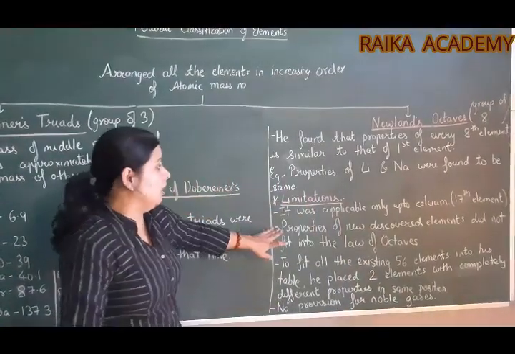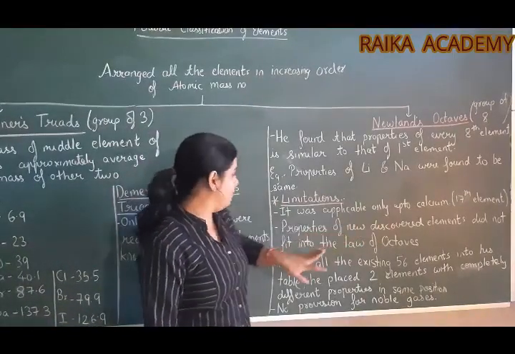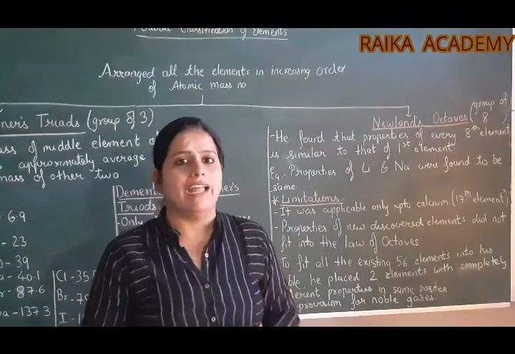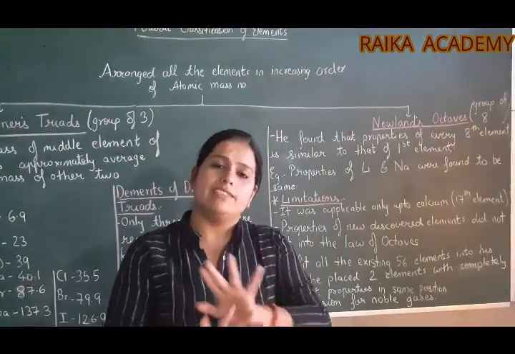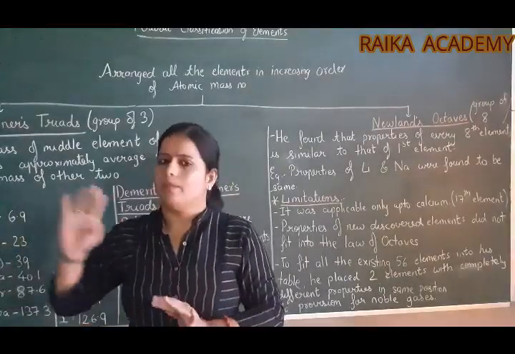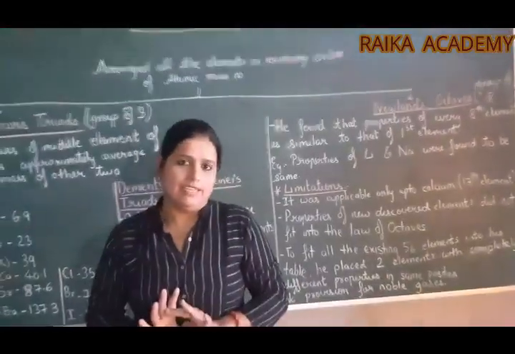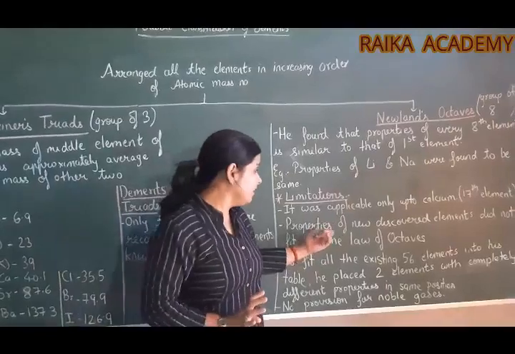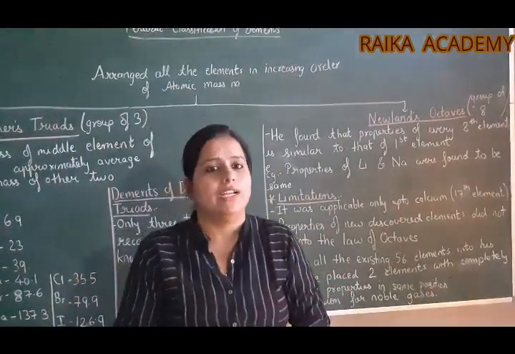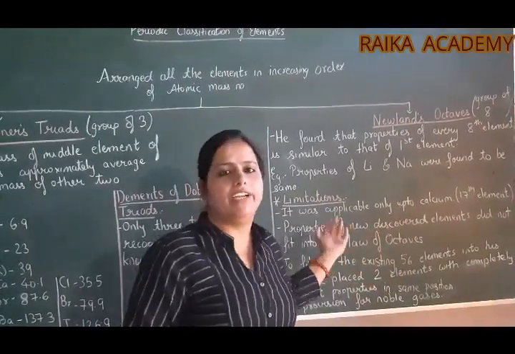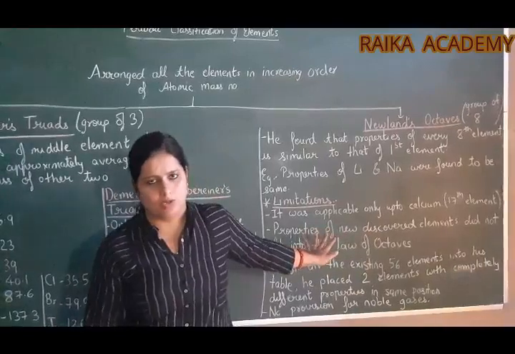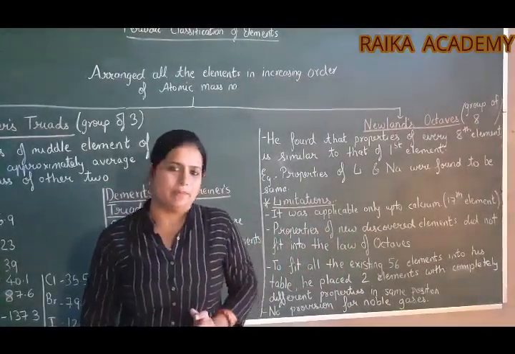ठीक है. Now properties of newly discovered elements did not fit into the law of octaves. Now this fellow Newland, what did he think? He thought कि सिर्फ 56 elements are only going to remain. आगे किसी नए एलिमेंट की डिस्कवरी नहीं होने वाली है. Yes, so now जो भी नए एलिमेंट्स डिस्कवर हो रहे थे, the elements which were newly discovered, they were not getting fit into Newland's law of octaves, or they were not following this law. Yes, so that was his second demerit.